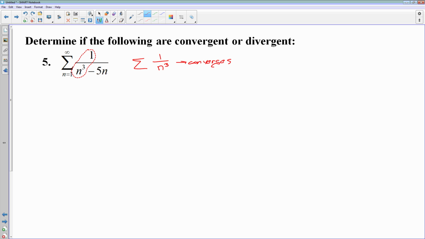And before I try limit comparison, I will always try direct comparison because it's a lot quicker. So I'm going to see how 1 over n cubed minus 5n compares to simply 1 over n cubed, which I know converges. And this is not going to work because here I have a smaller denominator on the left side, and a smaller denominator means you are larger as a fraction. So direct comparison fails. Being larger than a convergent series doesn't help you any. Fails.